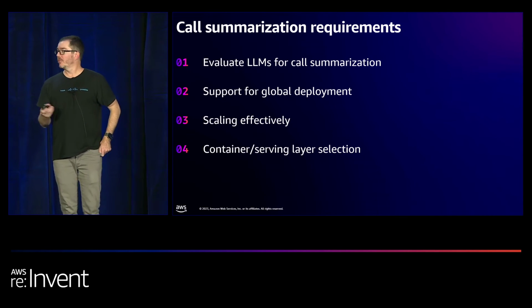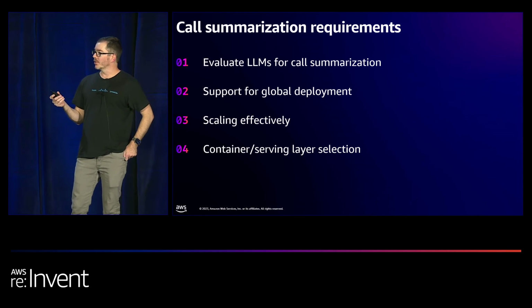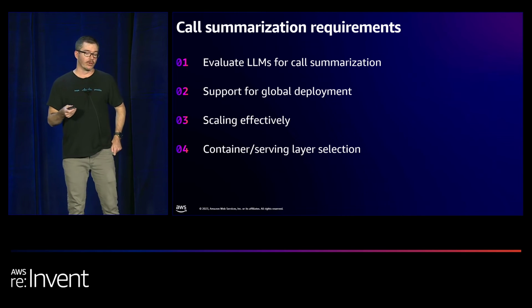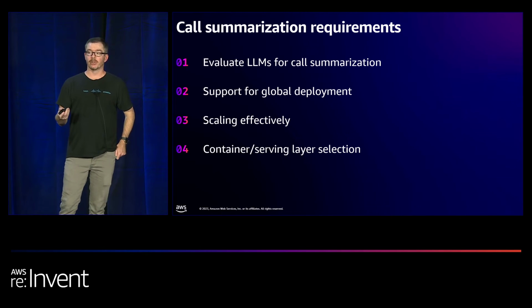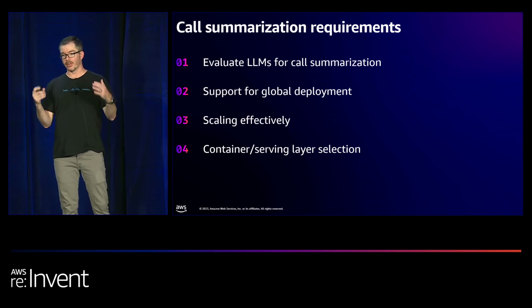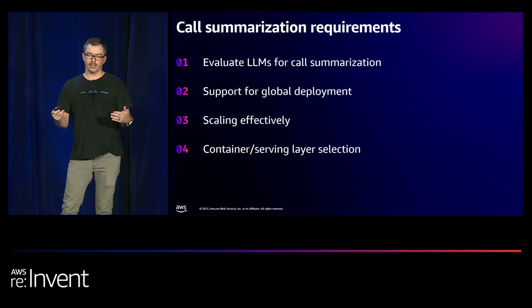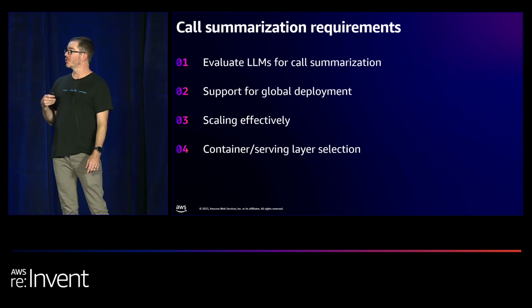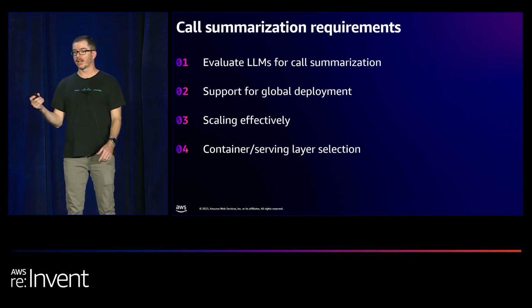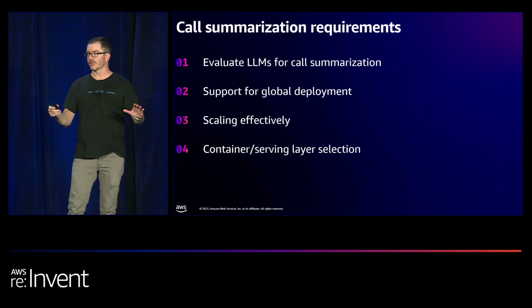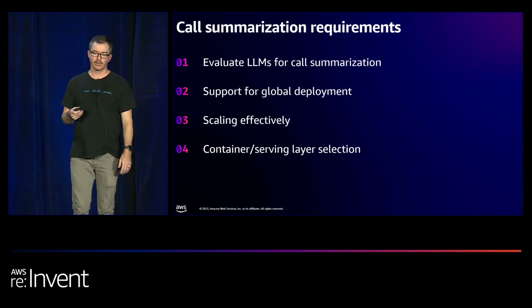So I'll talk a little bit about the requirements that we had for this call summarization use case. One of them is obviously that we need to be able to evaluate large language models to determine their suitability for this particular problem. It is not enough, though, to choose a model that is appropriate for the problem, that it is accurate enough, that it is performant enough for a given use case. We also need to choose compute that is appropriate for those models, and we need to get a combination of a model and the compute resources that are cost effective for actually serving the use case.